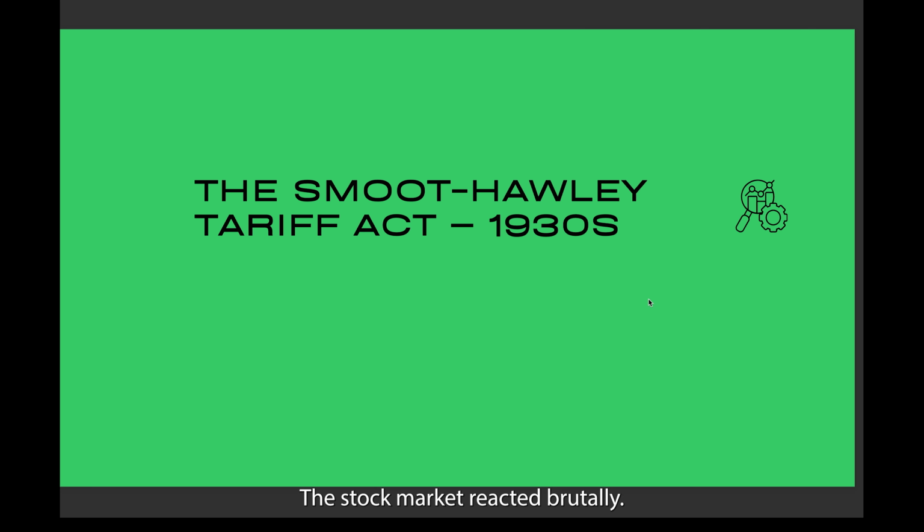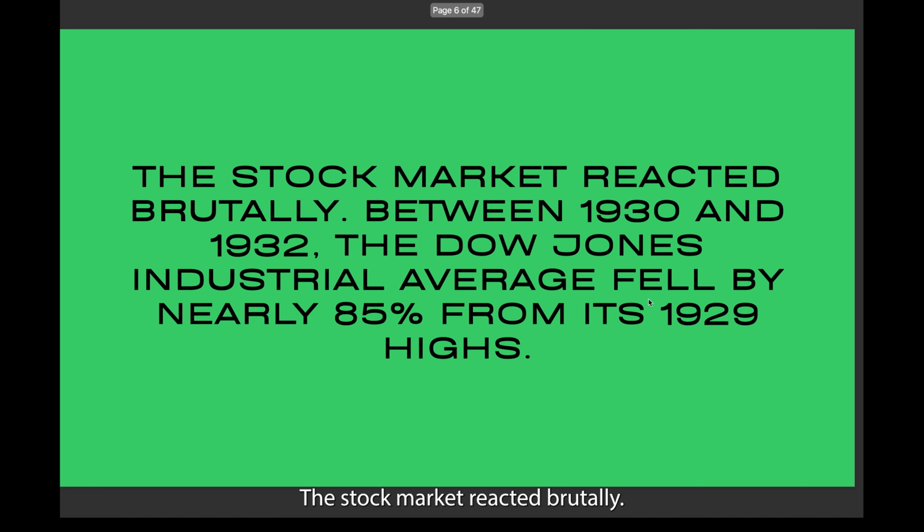The stock market reacted brutally. Between 1930 and 1932, the Dow Jones Industrial Average fell by nearly 85% from its 1929 highs. While the crash had already begun before the tariffs, the trade war policies extended and worsened the economic downturn. Lesson learned. Tariffs might seem protective in the short term but can be disastrous when they spark retaliation and choke off global trade.